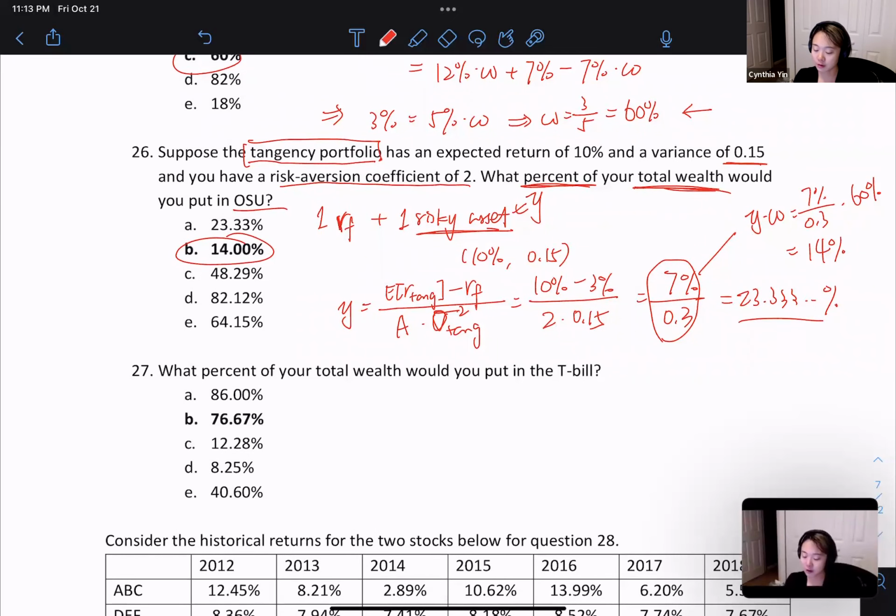How much of your total wealth would you put in the treasury bill? It's going to be just 1 minus Y. So it's 1 minus 23.33% equals to 76.67%. B. Okay.